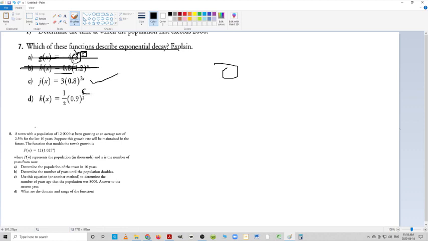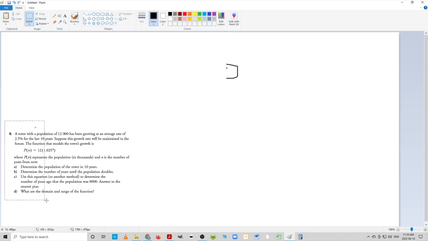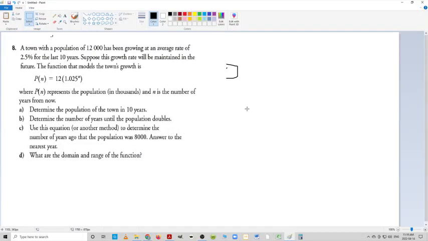Here's the x. Yes, it's transformed, but that's part of the exponent. It's above the 0.9, so that's the base, 0.9. Is that less than 1? Yes. So C and D are decays. And it's all to do with the base, always. Transformations have only impacts on the domain and the range, not on the actual parent function.